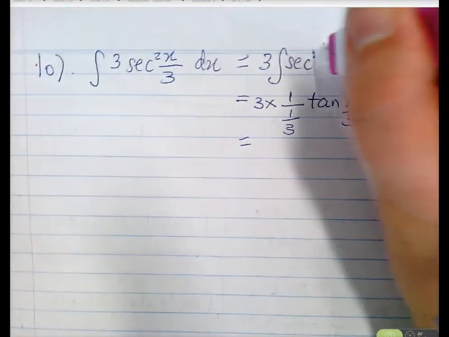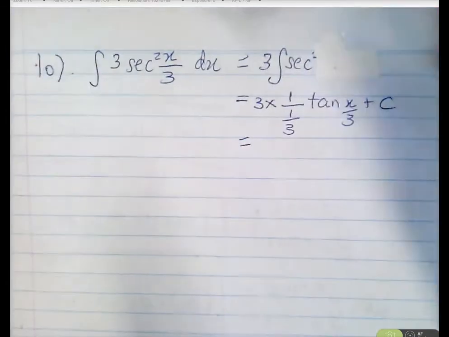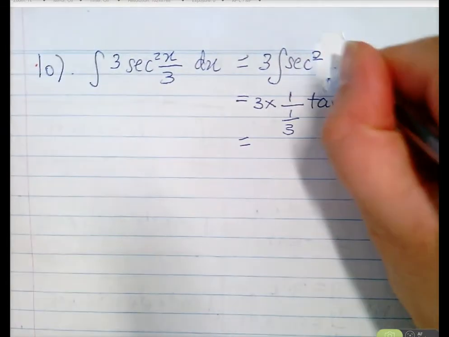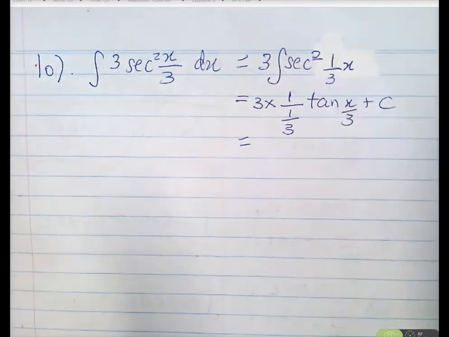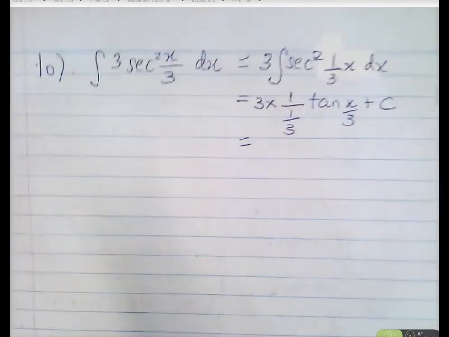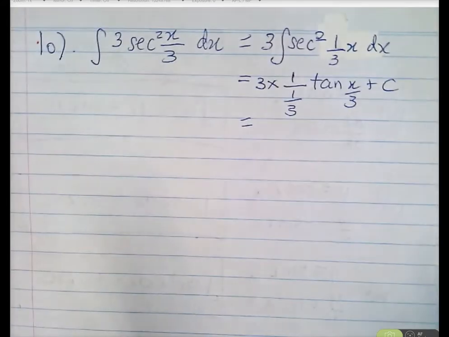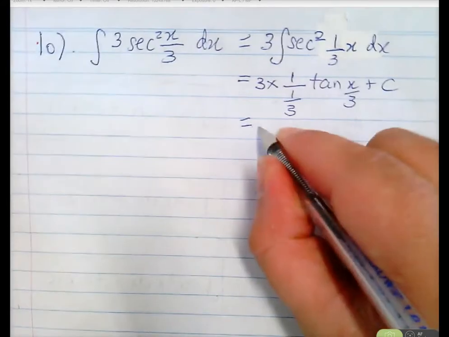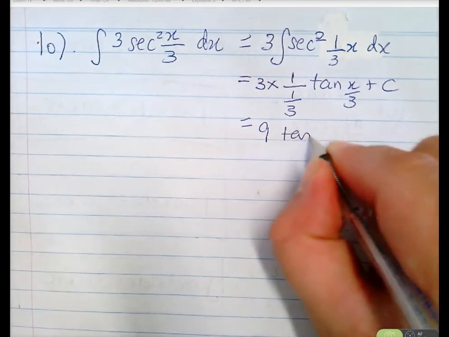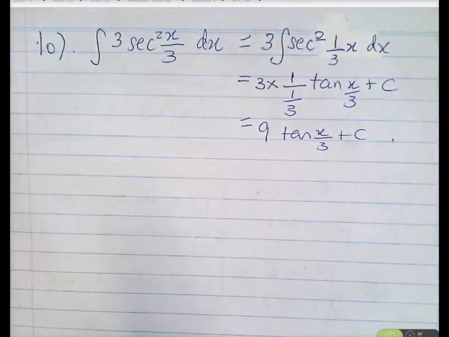Okay. Forget this. So this is sec squared 1/3 x dx. Are we okay with that? So it's 3 times 1 on a, 1 divided by a third, tan of x on 3 plus c. So it's 9 tan x on 3 plus c.